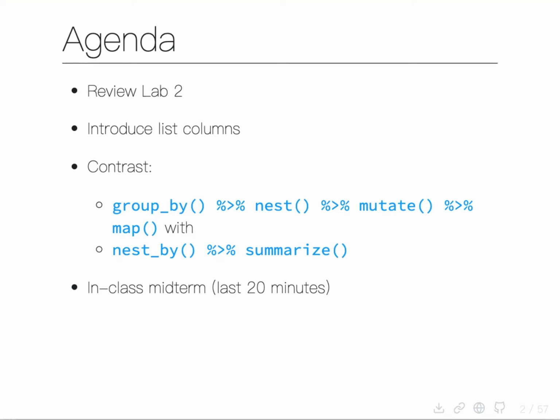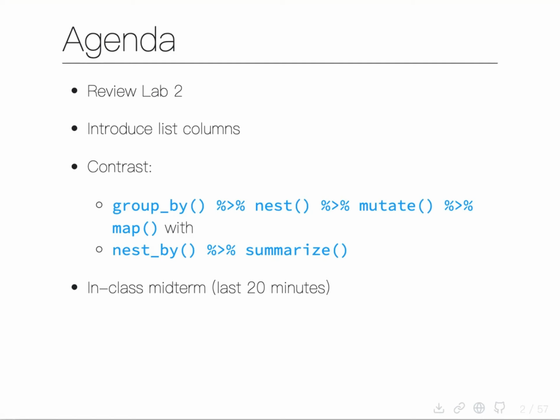Then I'm going to introduce list columns, and there's sort of two different ways to work with list columns, and we're going to compare and contrast those. The second one is a newer way of working with list columns. It's a little bit confusing sometimes, but I think overall it's actually pretty nice because it allows you to do basically all the same stuff without actually having to do any looping. So I'll show you both ways to do that, and during the midterm, you saw I asked you to actually use both of these methods.